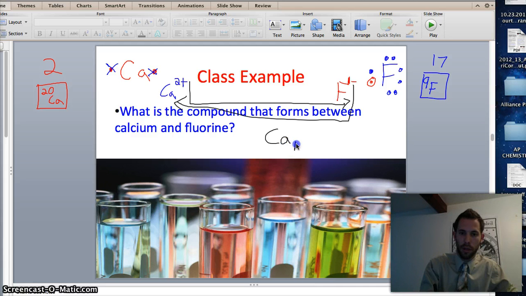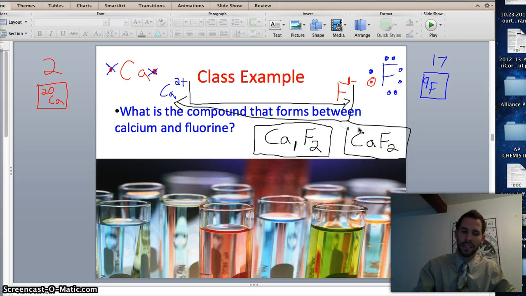So now there's 1 molecule of calcium. 2 flips down and goes over to fluorine. We write that right underneath. And that, my friends, is our new compound, calcium difluoride. 1 calcium, 2 fluorines. Whenever you have 1s, you don't need to write them. CaF2. We have our answer. Easy as pie.